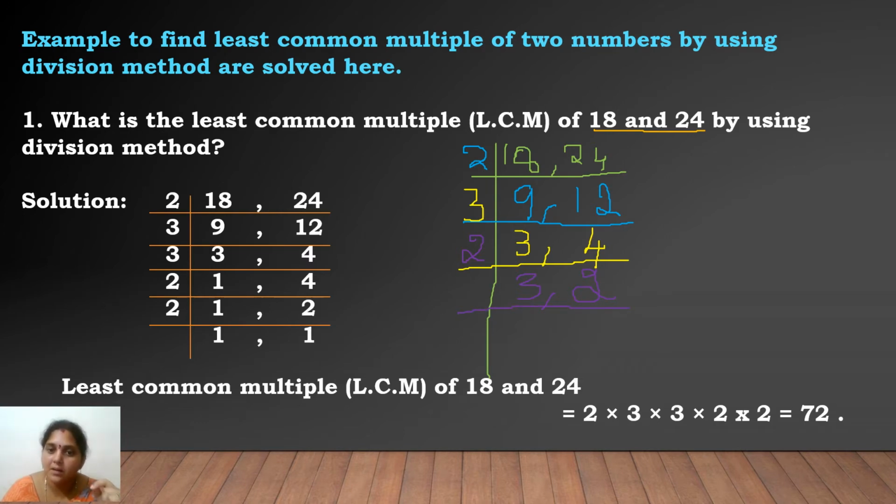Now, till here we can stop, but for your clarification, we have to go till the end of 1. That's why again we are doing the factorization. Take 3. 3 ones are 3. Write 2 down in the same way.